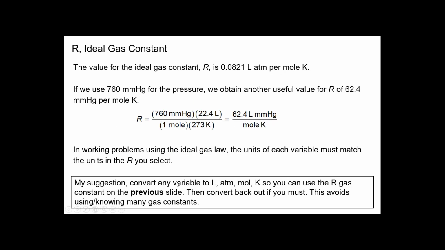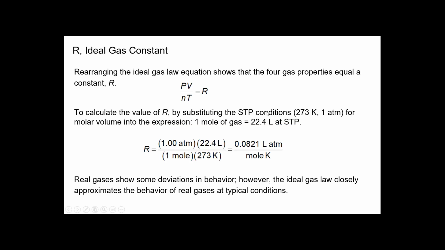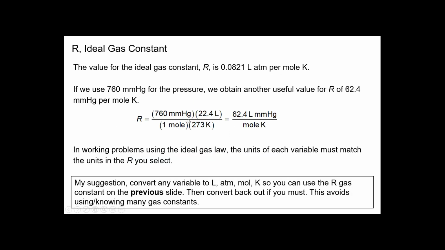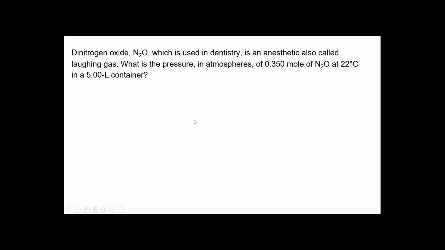That's what I'm pretty much saying here: I convert what I need to, and then I convert it back. For instance, if you're given a problem where you have milliliters, convert it to liters, plug it into the ideal gas law, and then if you have to, convert it back to milliliters for the answer. That way you keep one gas constant and you don't have to change everything. You don't have to learn one for everything. You just do one. So let's do a problem.